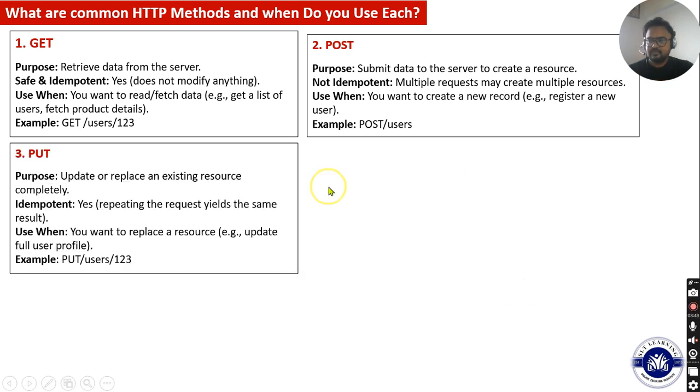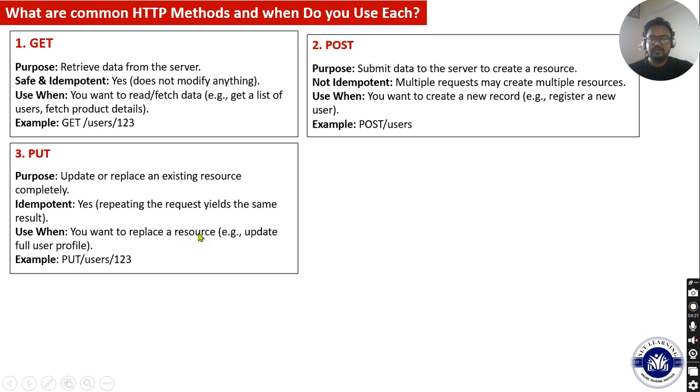Okay, then the PUT call. What is the use of the PUT call? Now over here we will discuss in a little bit more detail. The PUT call is used to update or replace the existing resource completely. Understand, the PUT call will update or replace the existing resource completely. Yes, it is going to be idempotent, because it is going to update the information completely. Okay, when is it going to be used? When you want to replace a resource.